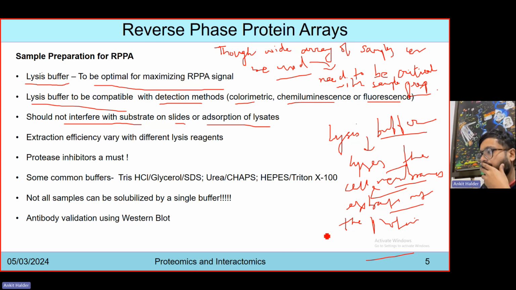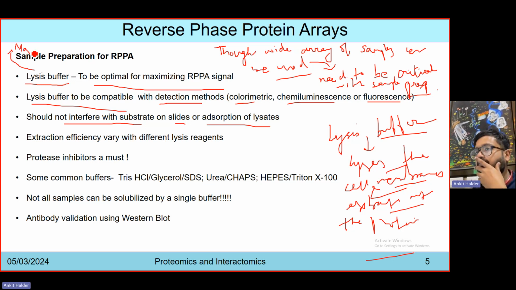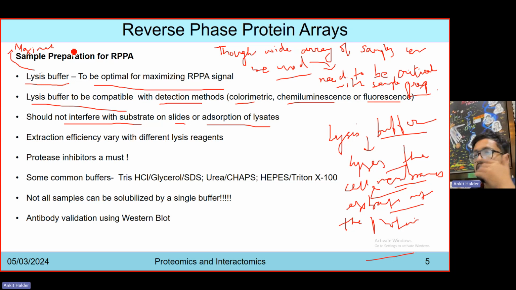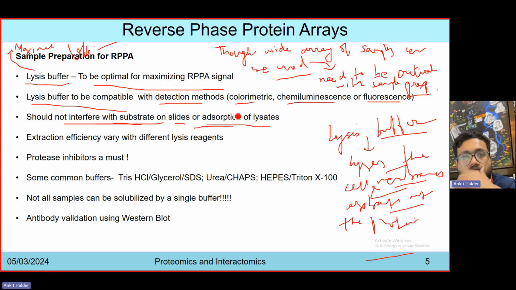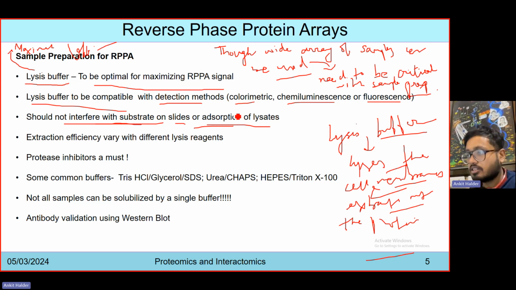So the lysis buffer that we are taking, firstly, it should give maximal efficiency in lysing and making the protein come out, maximal efficiency. Now second is that it should not interfere with the substrate on slides or absorption of the particular lysates. And the extraction efficiency varies with different lysis reagents.